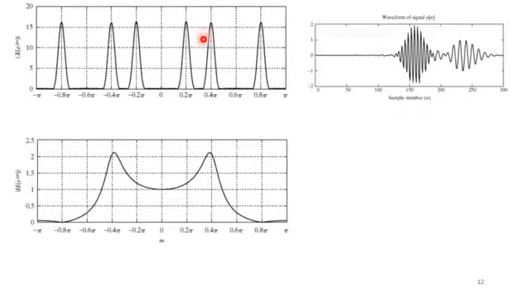So 0.4 pi frequencies, right? I hope that's clear to you that we have a signal that consists of three components. The first component has frequency around 0.2 pi, the second one around 0.4 pi, and the third one around 0.8 pi. So we have the original signal composed of these, and when we take the Fourier transform of that signal, we get this magnitude spectrum for that discrete time signal, and this is the magnitude response of the system we have discussed.